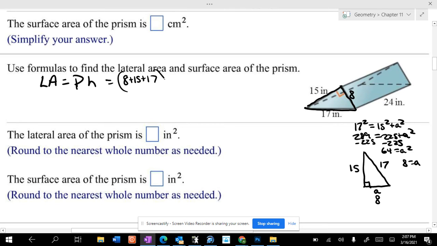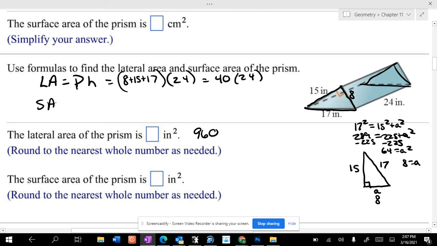That's the perimeter of the base. The height is the distance between the triangles, the two bases. So that's 24. So 8 and 15 and 17 is 23 plus 17, or 40, times 24, which is 960.